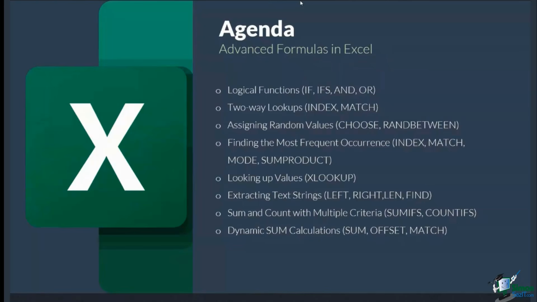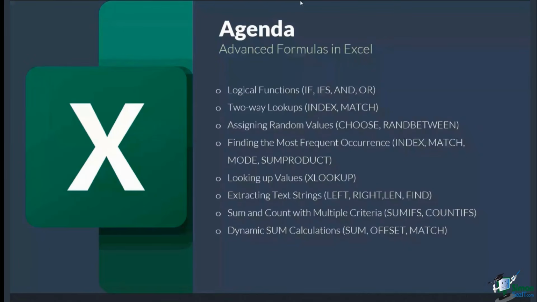The next thing we're going to do is I'm going to show you how you can find the most frequently occurring value in a list using INDEX, MATCH, MODE, and SUMPRODUCT. We're going to do some looking up of values, everyone's favorite. You might be used to using things like VLOOKUP. Well, XLOOKUP is Excel's latest lookup feature, and it is so much easier to use than things like VLOOKUP and INDEX and MATCH. It does also have some additional options, so I want to make sure that you understand what those do as well.